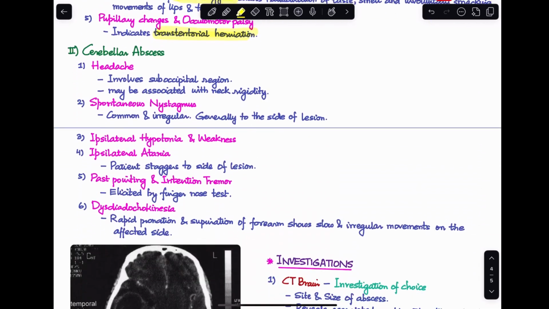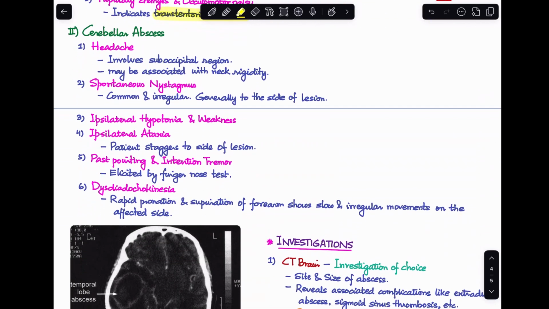Next, let's talk about what are the features of cerebellar abscess. So first of all, there will be a headache, which will involve the suboccipital region, and this can be associated with neck rigidity. Next, there can be spontaneous nystagmus, usually seen to the side of the lesion. There's ipsilateral hypotonia and weakness, and ipsilateral ataxia, where the patient staggers to the side of the lesion. Patient will also have past pointing and intention tremor when you perform the finger nose test.